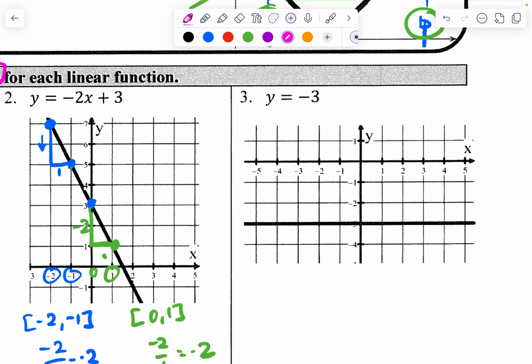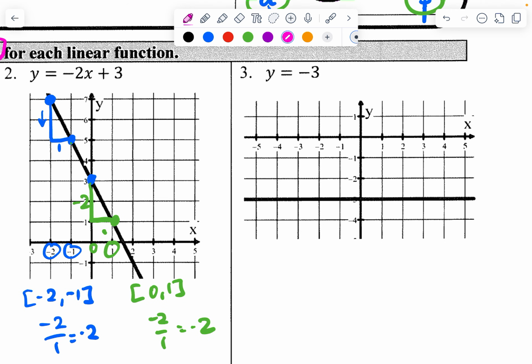Go ahead and push pause right now. Try this one. Look at number 3, see what you think its average rate of change is. All right, let's try it. So along this line, let's say I chose from here to here. I know this interval is from -4 to -2.